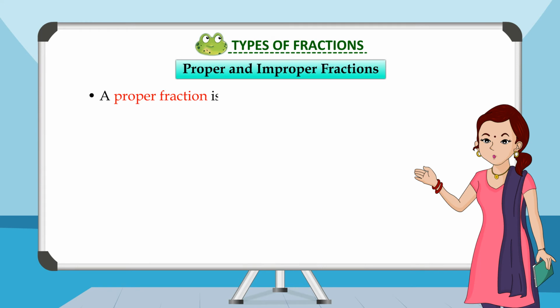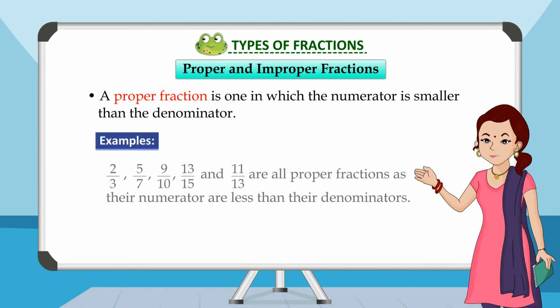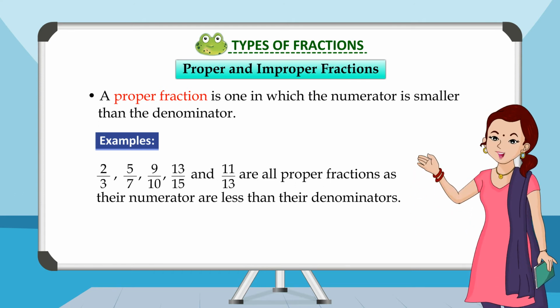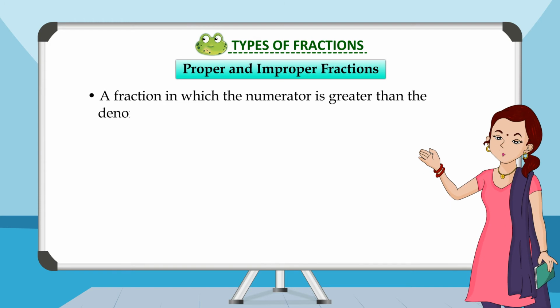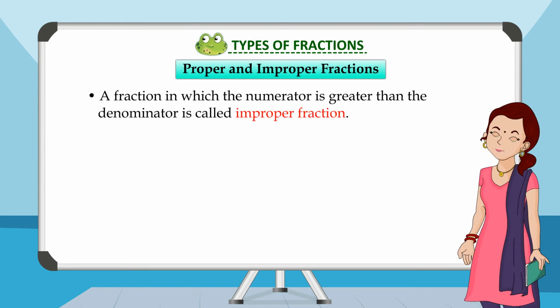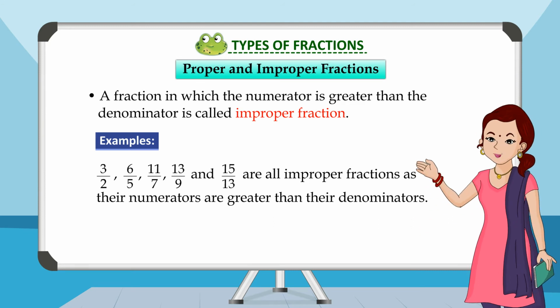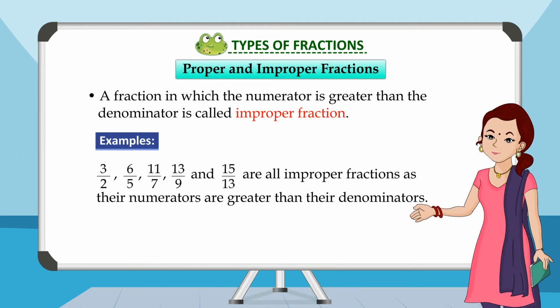Proper and improper fractions. A proper fraction is one in which the numerator is smaller than the denominator. For example, 2 upon 3, 5 upon 7, 9 upon 10, 13 upon 15, 11 upon 13 are all proper fractions as their numerators are less than their denominators. A fraction in which the numerator is greater than the denominator is called an improper fraction. For example, 3 upon 2, 6 upon 5, 11 upon 7, 13 upon 9, 15 upon 13 are all improper fractions as their numerators are greater than their denominators.